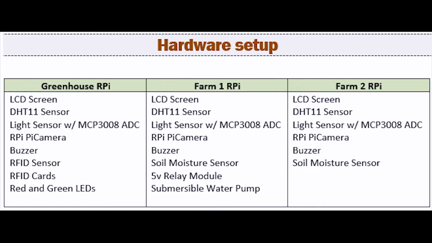For Farm 1, we added a bonus feature of using the soil moisture sensor, the 5V relay channel module, as well as a submersible water pump for the irrigation system. For Farm 2, we'll be utilizing a soil moisture sensor to send data to the database and activate an SNS alert to the end user.